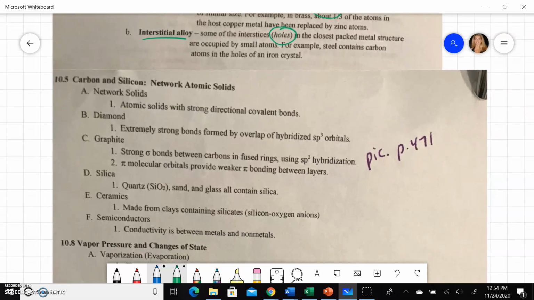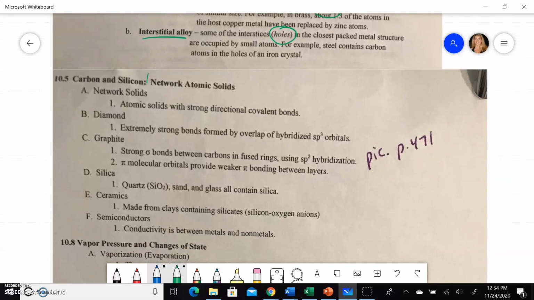And the last section for today are network solids. And these are really cool topics. I think one of you is doing your honors project on network solids. These are especially strong compounds that have especially strong covalent bonds. And remember, covalent bonds are actually even stronger than ionic bonds.